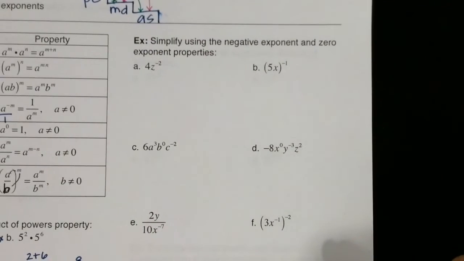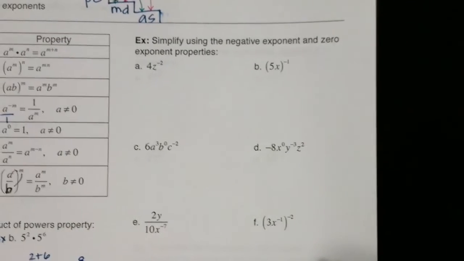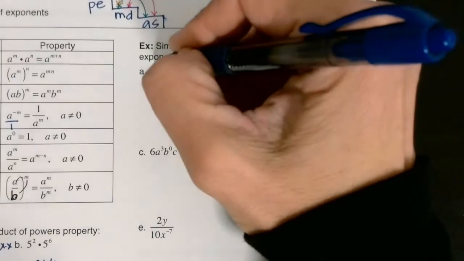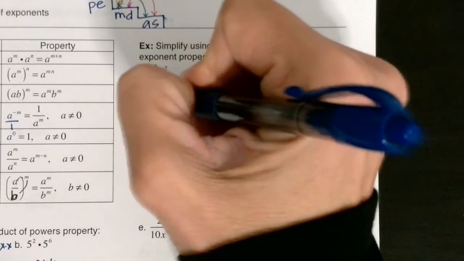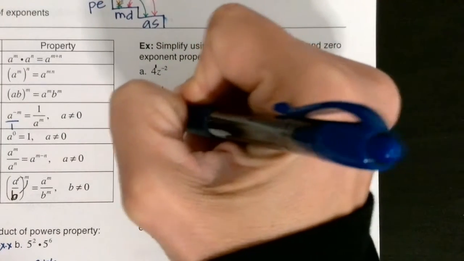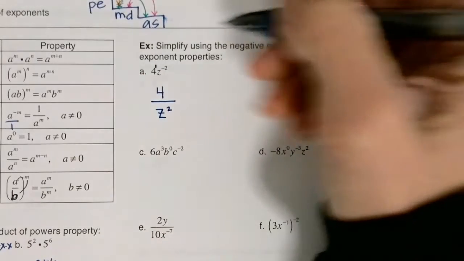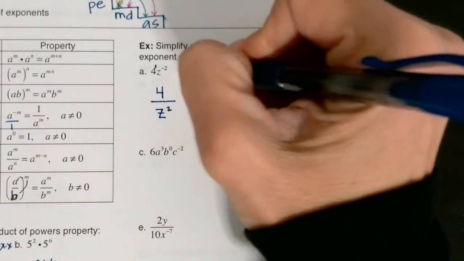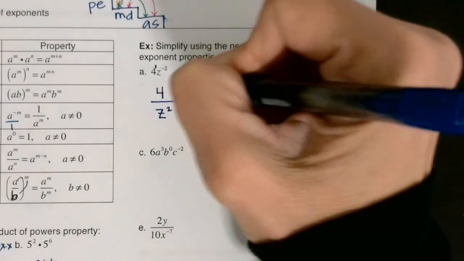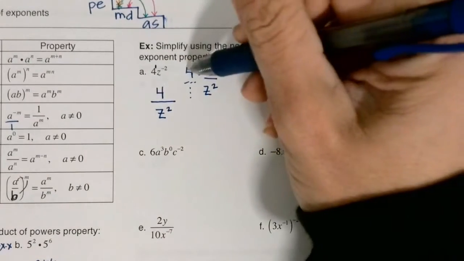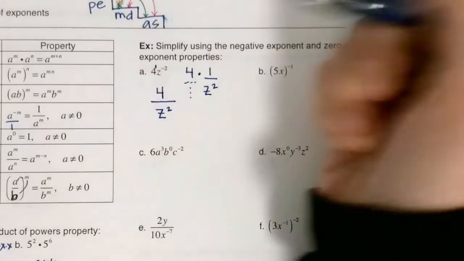All right, moving on. Express using the negative exponent and zero exponent properties. Okay, so this 4 does not have a negative exponent. So this actually looks like this. Because what's happening is you're doing 4 times 1 over z squared. And then multiplying fractions, no big problem. Top times top over bottom times bottom.